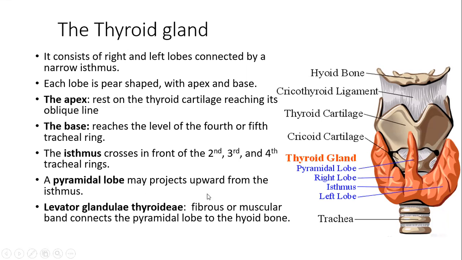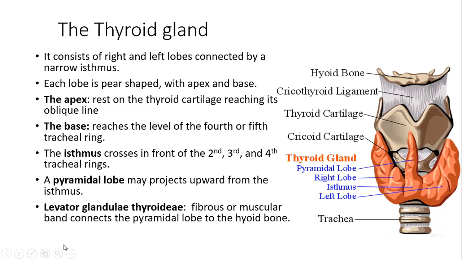The pyramidal lobe may project upwards from the isthmus. Sometimes there is an additional lobe called the pyramidal lobe, which might extend from the isthmus. It is not exactly in the midline. It will be slightly toward the right or left side. So this is called the pyramidal lobe, which projects upward from the isthmus.